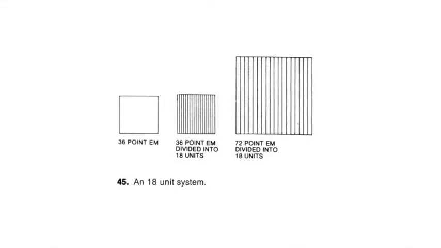Phototype, unlike metal type, does not involve the use of leads. Therefore, the lines of type can be set even closer than solid. This is referred to as minus leading or minus line spacing. Needless to say, there is a limit to how close lines of type can be set before they overlap.